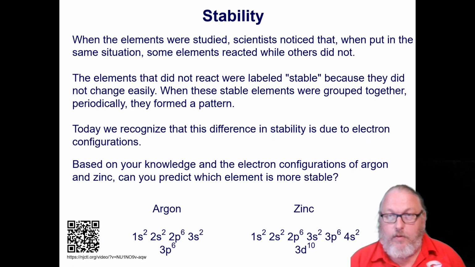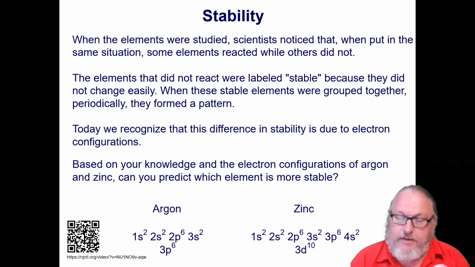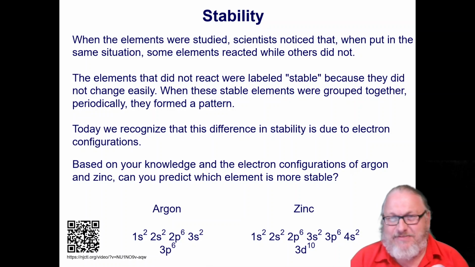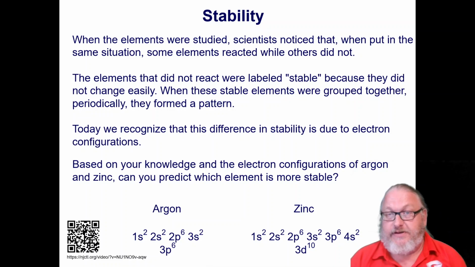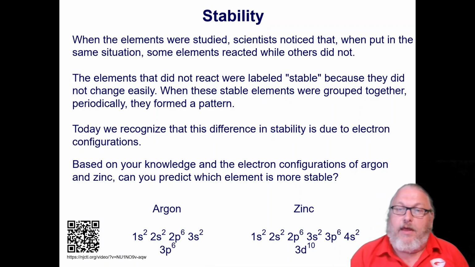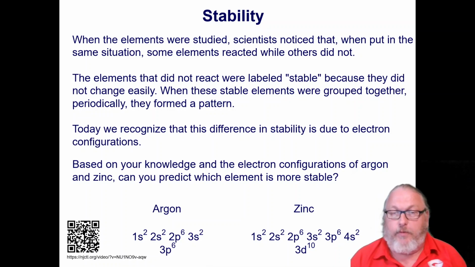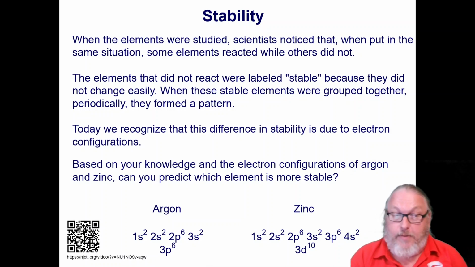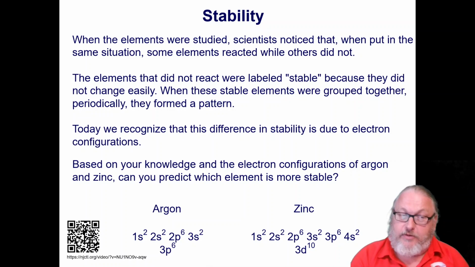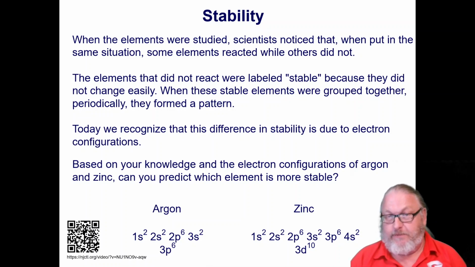So, when you study an element, scientists notice that when they're in the same situation, some elements reacted while others did not. The elements that did not react, we labeled stable because they didn't change very easily. When they grouped these elements periodically, in the periodic table, they formed a pattern. Now we know more about quantum mechanics, right? We know the quantum model, and we know that this difference in stability is due to their electronic configurations.